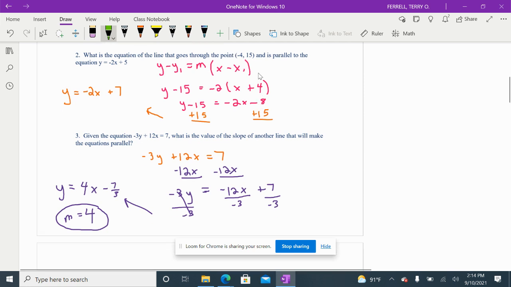Great. All right. Let's go to the next one. And here we added 15 on both sides. So we got y equals negative 2x plus 7.